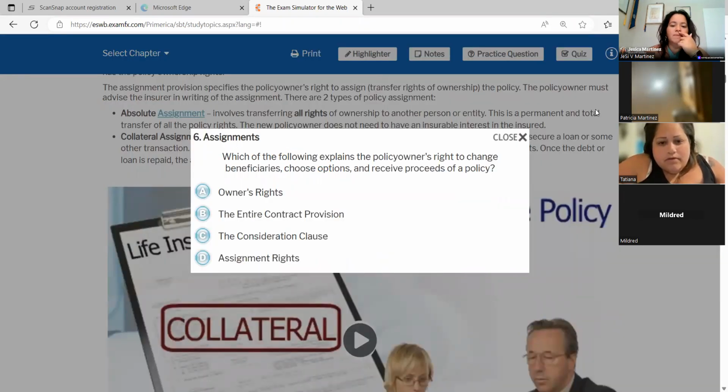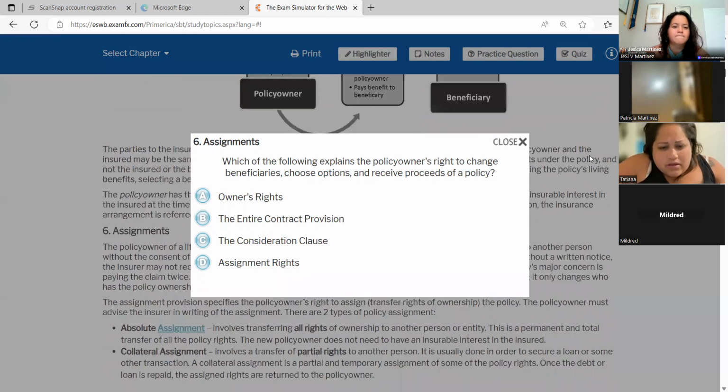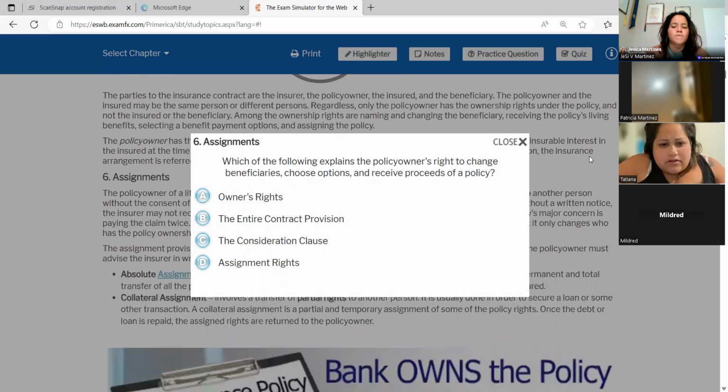Which of the following explains the policy owner's right to change beneficiaries, choose options, and receive proceeds of a policy? Is that the owner's rights, the entire contract provision, the consideration clause, or the assignment rights? Is that the owner's right here? The entire contract, between owner or consideration, assignment right or owner's right?